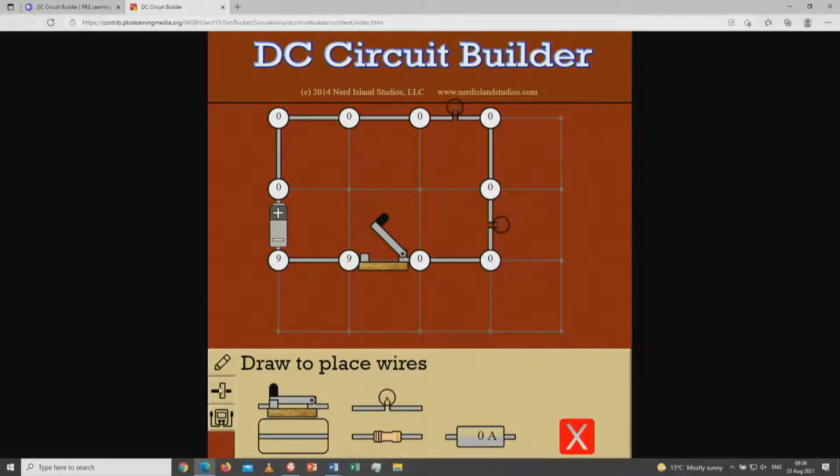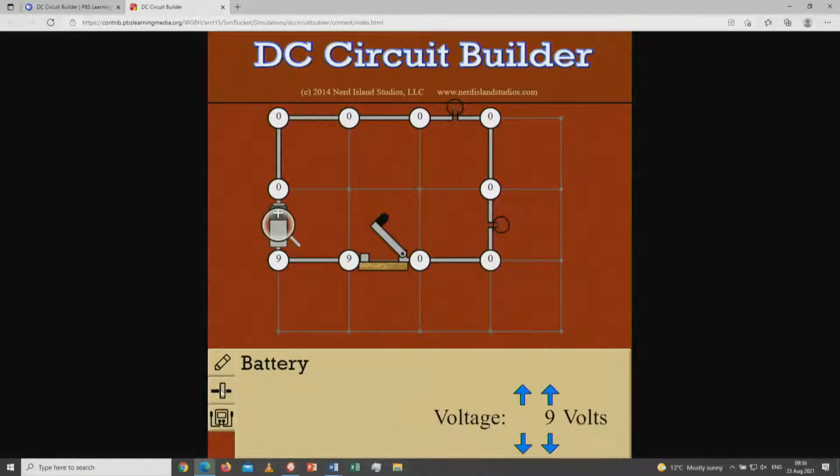Now when you click on this icon, that's where you adjust. It gives you that lens, which indicates where you are paying your attention. So in this case, our attention is on the battery. You can change the voltage.